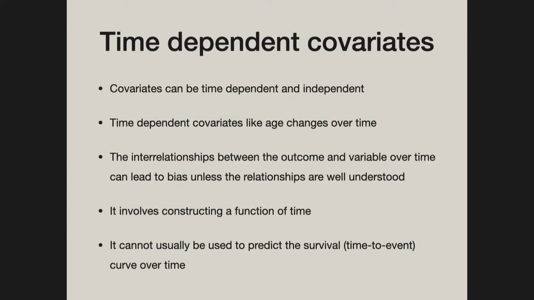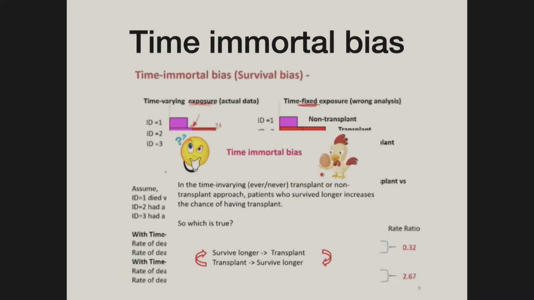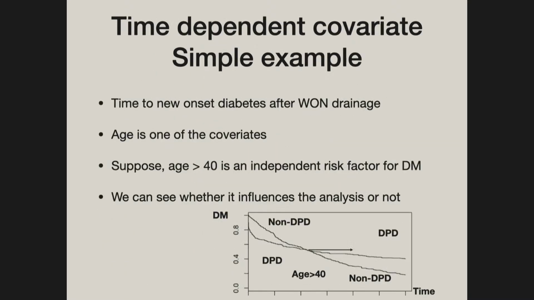So I'm not going into these details, just wanted to highlight one point, that here one of the covariates may be age, and that may be an independent risk factor for diabetes. Say for example, age more than 40 is an independent risk factor for diabetes.